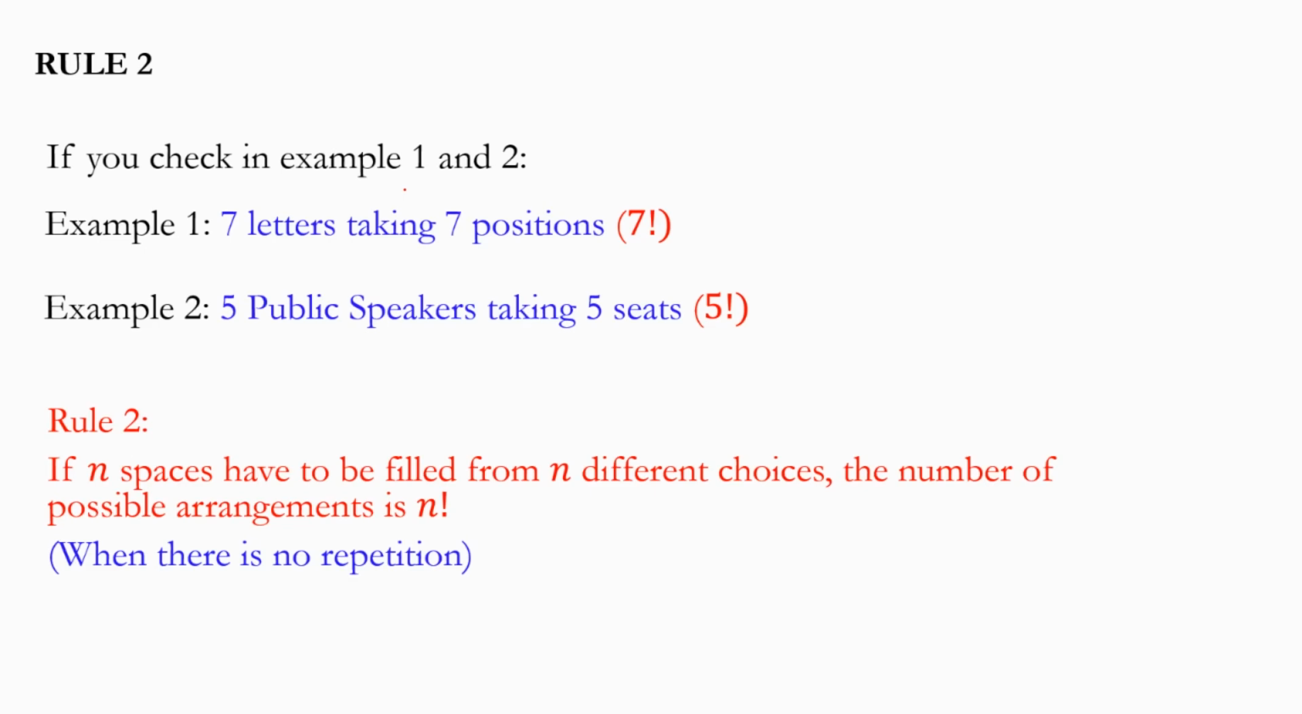Like here, let me use example 2. If 5 seats have to be filled by 5 different public speakers, then the number of different arrangements is 5 factorial. Okay, that's rule 2.